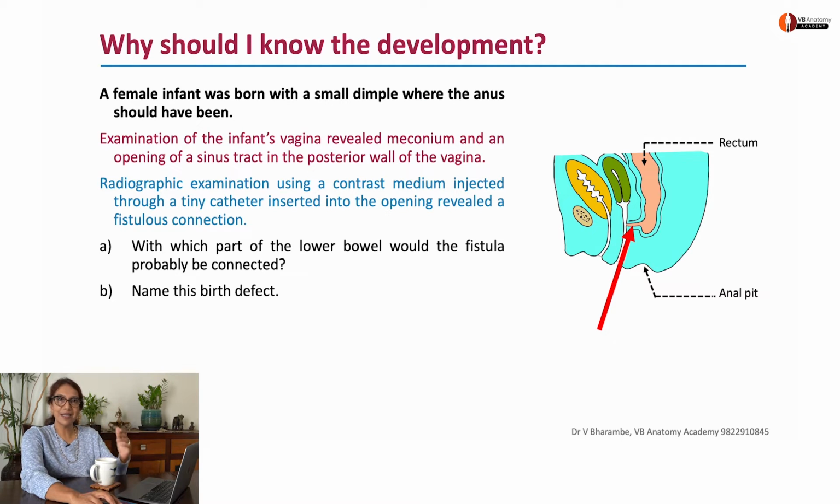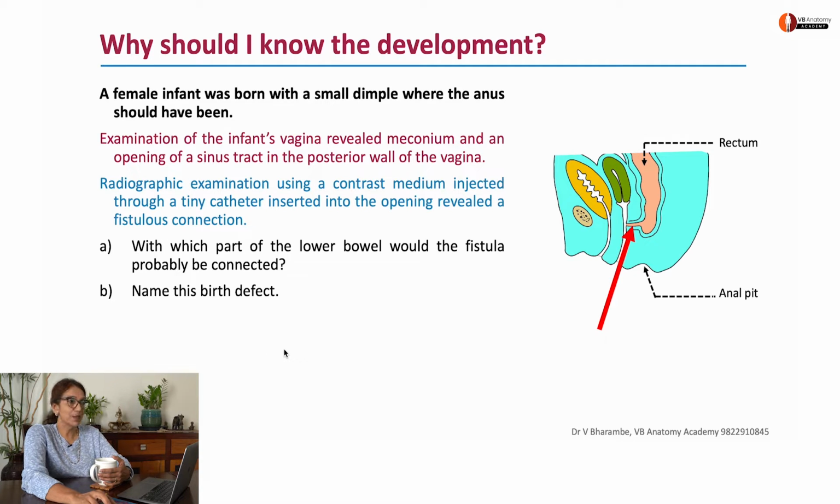Let's consider a potential situation where a female infant was born with a small dimple where the anus should be. When examined, her vagina showed the presence of meconium. Radiographic exploration showed that there was a tiny tract communicating with the vagina backwards. So the question is, with which part of the lower bowel would the fistula probably be connected? We can see that it is connected to the rectum from the image.